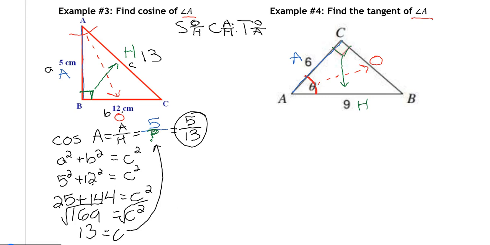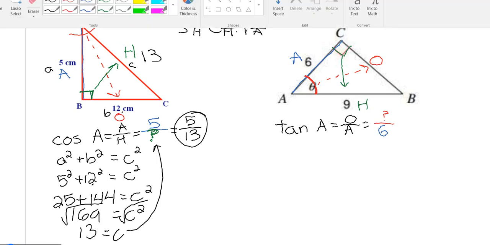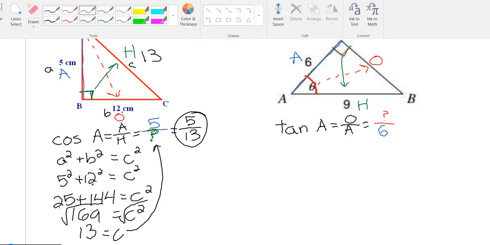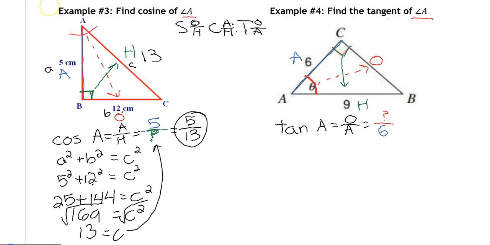So I am finding tangent. Tangent is opposite over adjacent. So the tangent of A equals opposite over adjacent. My opposite, right, is the side that I don't know. Just a question mark. My adjacent side, right, is 6. Okay. So since I have a question mark, I need to find my missing side using Pythagorean's theorem.